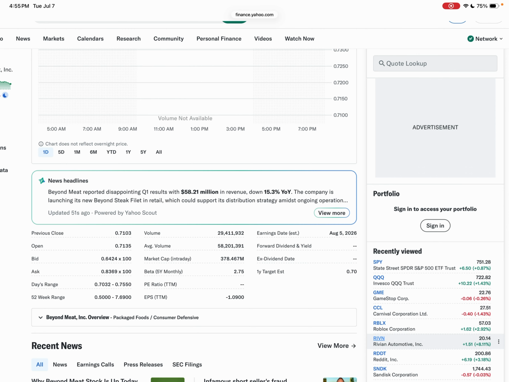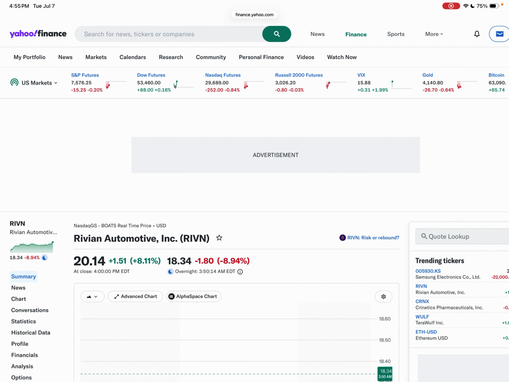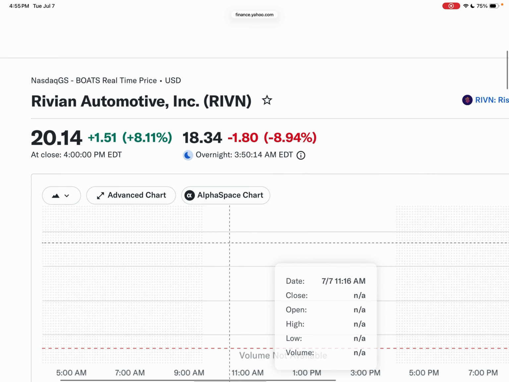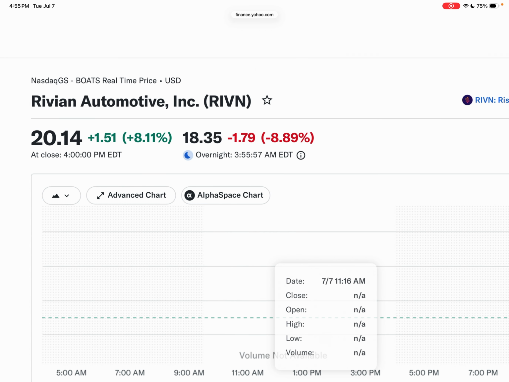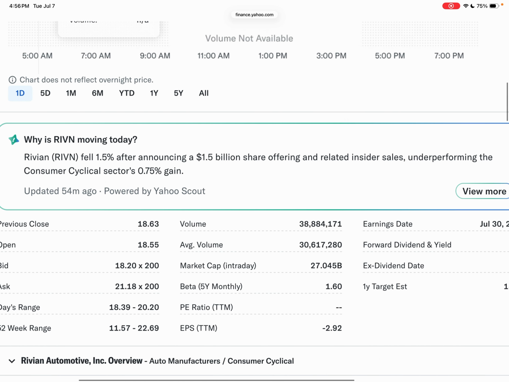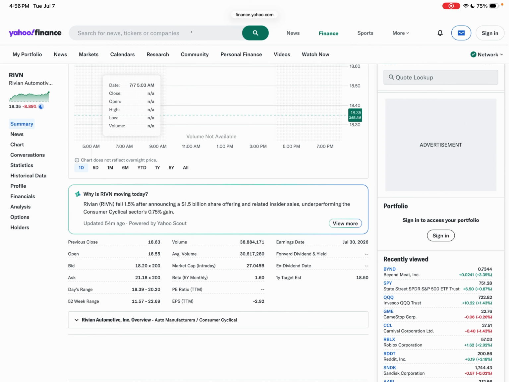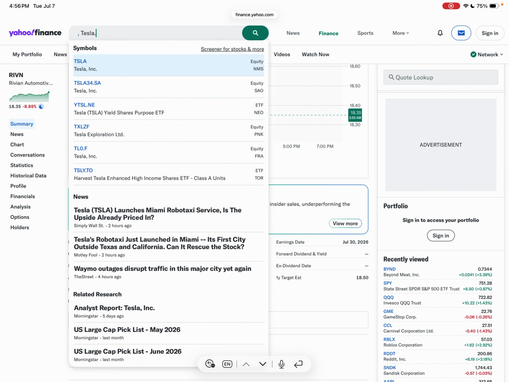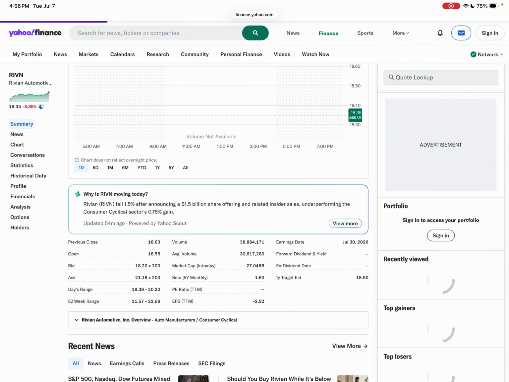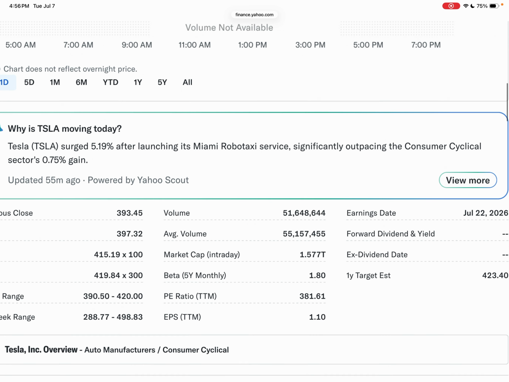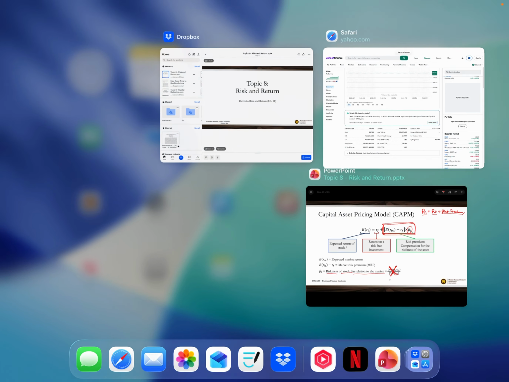Rivian, recently viewed. This should be a risky company too. As you can see right here, one day it's going up 8%, but after markets it's going down 9%. So, not as risky as I thought. 1.6. Yeah, something like Tesla. Beta should be higher, 1.8. Okay, and so on. You get the point.